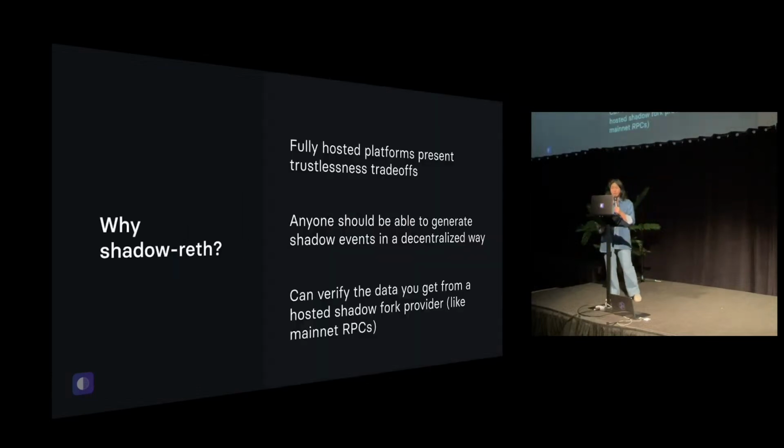So why did we build Shadow Reth? We believe that all hosted providers present some trustlessness trade-offs, right? We believe that it's important for anyone to be able to generate these shadow logs in a decentralized way. And one of the reasons why we think this is so important is for verification purposes. So similar to how you could run your own node to verify the data that's being returned to you by Alchemy or Infura or Tenderly, you should be able to run your own shadow node to verify the data that's being returned to you by a hosted shadow fork provider.